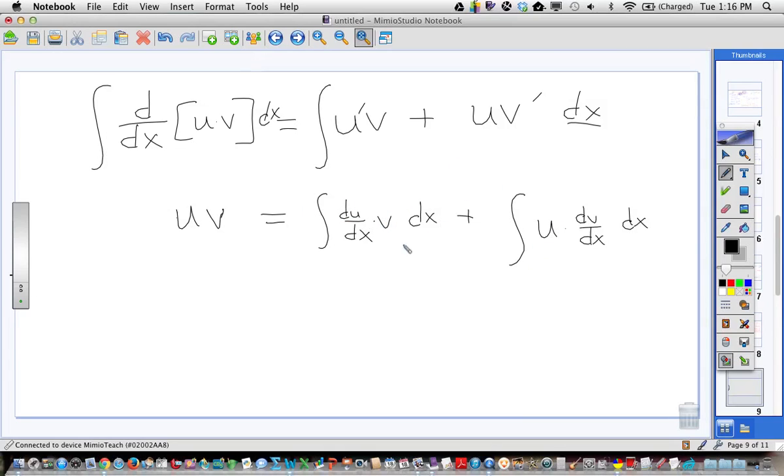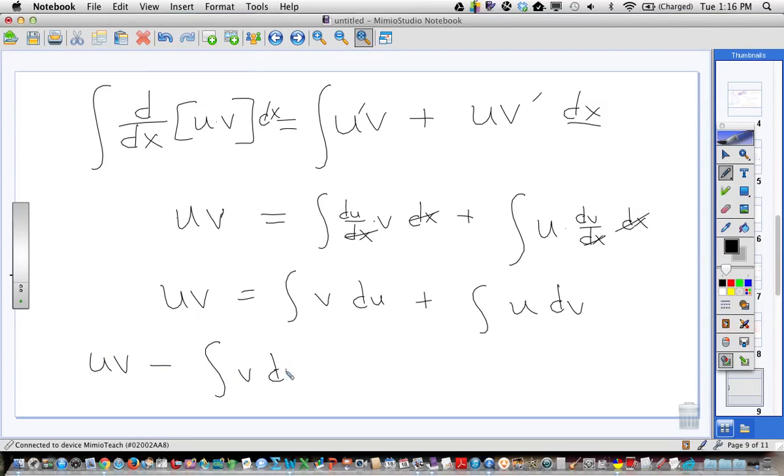Now, what do you notice happens here? The dx would go away. And so that would go away, and then the du I'll write on the other side of that. So I get the integral of v du. And then on this one, the dx goes away, and I get the integral of u dv. Okay? And then the last thing I'm going to do is subtract this integral over to this side. So I've got uv minus the integral of v du equals the integral of u dv. Okay? And that is what we're going to write down.